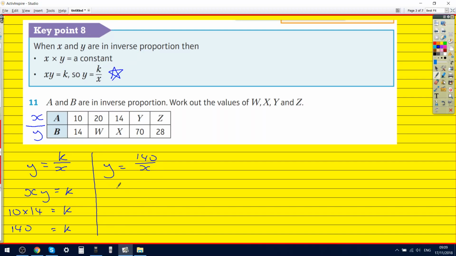So how would you use that to get w? Would you just substitute the 20 in or something? Yeah, sub in 20. So 140 over 20? Yeah. So you just sub in the x and y. So w is y, that is that. And what is w?